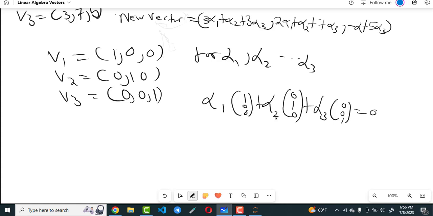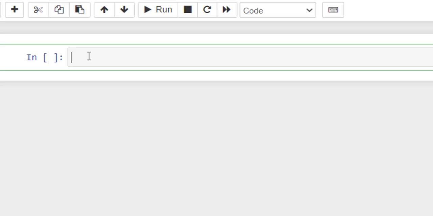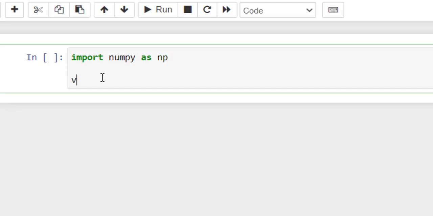So I think this is all for this lesson. Let us take a look into how we can perform vector operations using Python. The first thing that we need to do is to import the NumPy library, which is part and parcel of Python, as np. We are going to store our vector inside v.